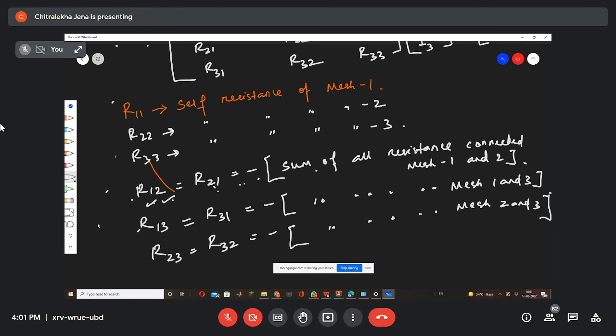Up to this I'm writing. I will explain again in the next class. Just look at this today. Go through the equations I have given and how I have written the matrix. What are these resistances? You just go through it. Next class I will explain.